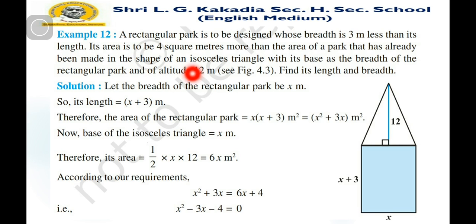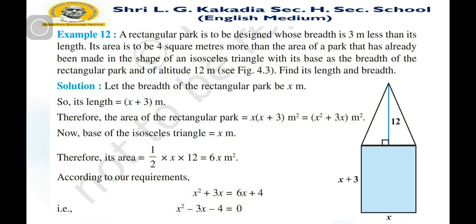The park has already been made in the shape of a rectangle, that is x square plus 3x. यहाँ पे जो हमने रेक्टेंगुलर पार्क लिया है उसका एरिया कैसे मिल सकता है, लेंथ इंटू ब्रेथ, that is x square plus 3x meter square. अब ये जो पार्क का एरिया है वो इसके एरिया से 4 मीटर स्क्वायर ज़्यादा है, that is x square plus 3x, area of rectangular park is more than area of isosceles triangle, that is 6x plus 4.